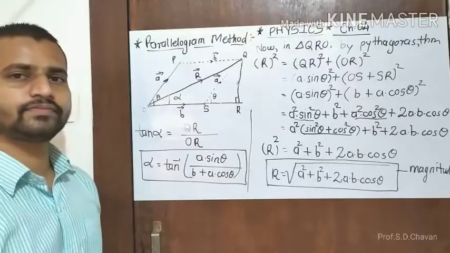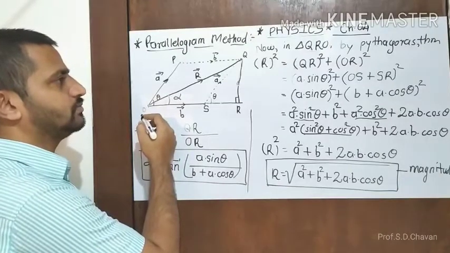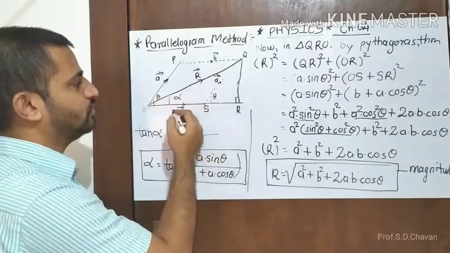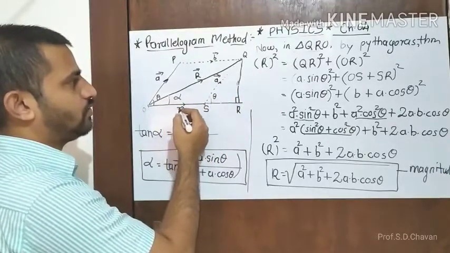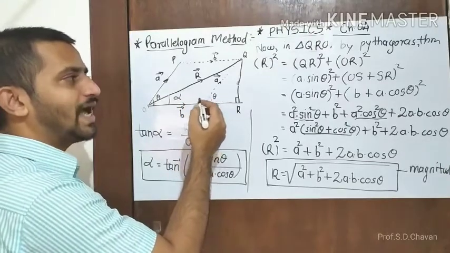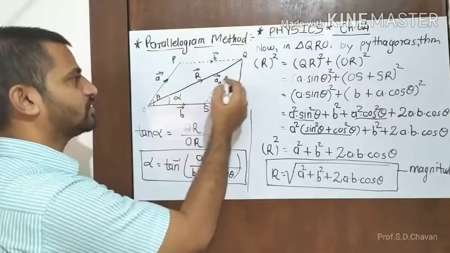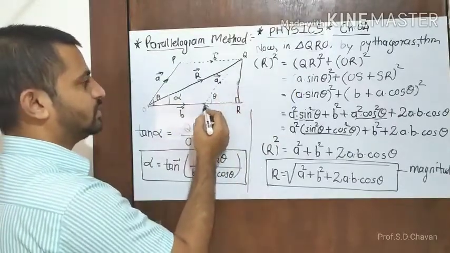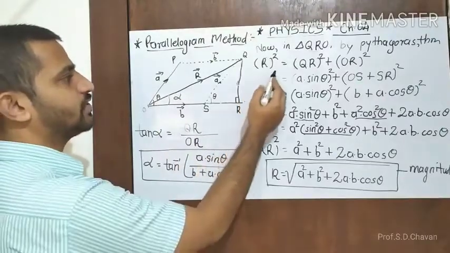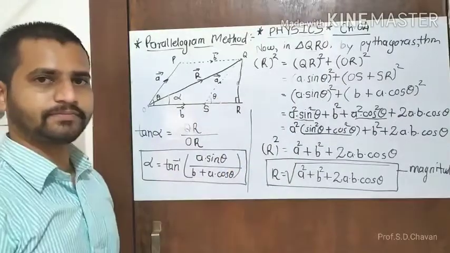In that, the Pythagoras theorem gives us the formula: the resultant, that is the hypotenuse, is equal to the square root of the addition of the squares of the two sides, or you can write it as the hypotenuse square is equal to the sum of the squares of the two sides. So accordingly we write R square is equal to QR square plus OR square.